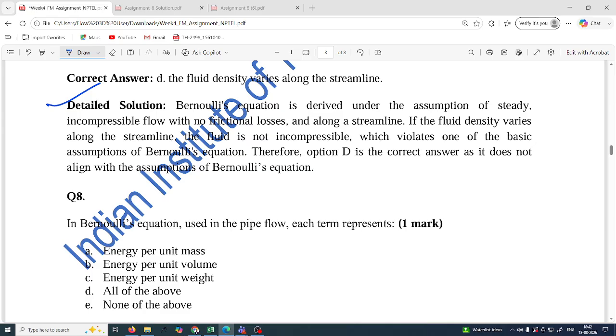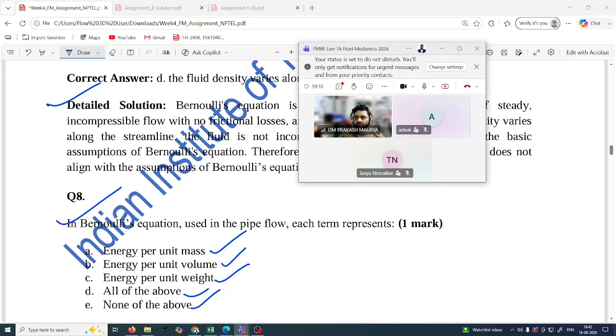Question number 8. Here you have 5 options. The Bernoulli equation used in pipe flow: each term represents energy per unit mass, energy per unit volume, energy per unit weight, all of the above, meaning all 3 A, B, C, and D none of the above. So first read carefully. Ashok is telling C option is correct, energy per unit weight. Waiting for other responses.